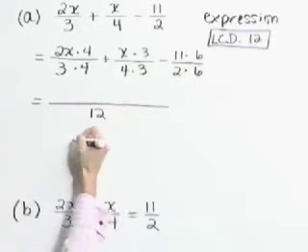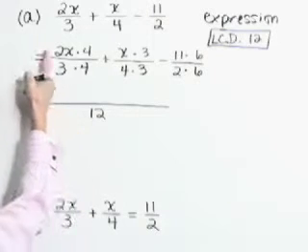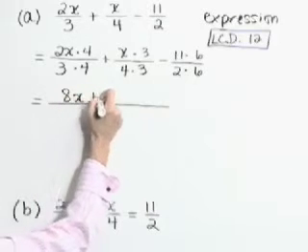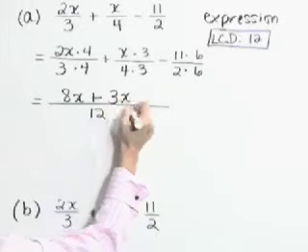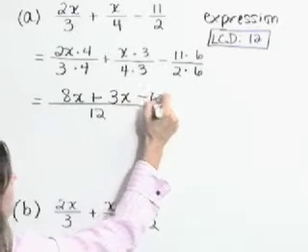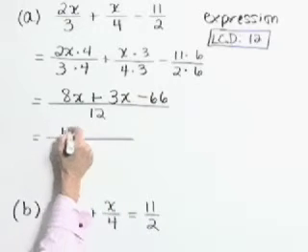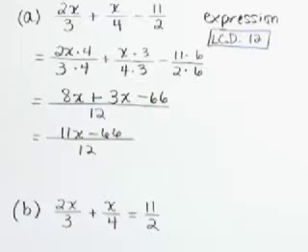So let's write one long fraction bar and begin to clean up the numerators. Up front, we have a 2x times 4, or 8x, plus the product of x times 3, or let's call that 3x, and minus 66. Combining like terms, that's 11x minus 66 all over 12.